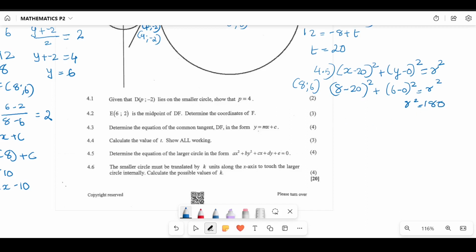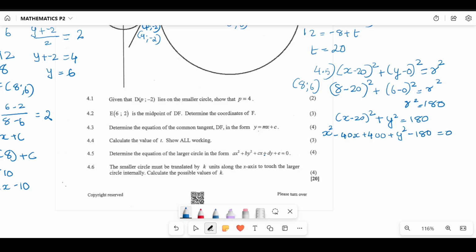Therefore, the equation of the circle is now (x − 20)² + y² = 180. But this is not how we want the equation. We want it in this form. That means you expand, which will give you x² minus (x − 20) times (x − 20) gives you 40x plus 400 plus y² − 180 = 0.